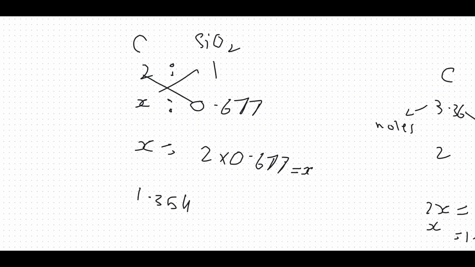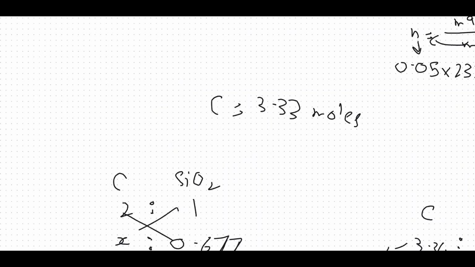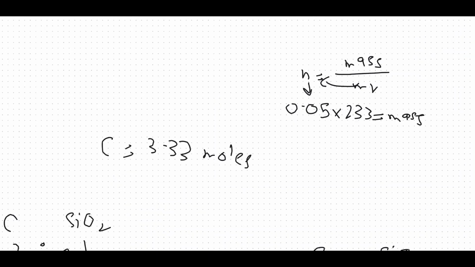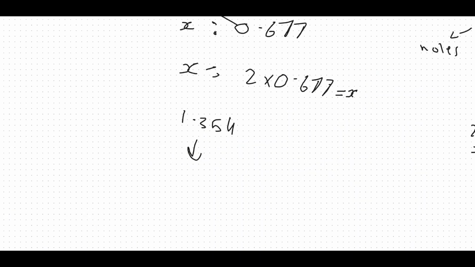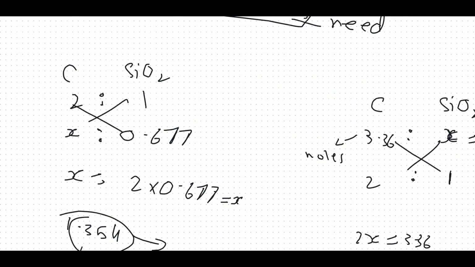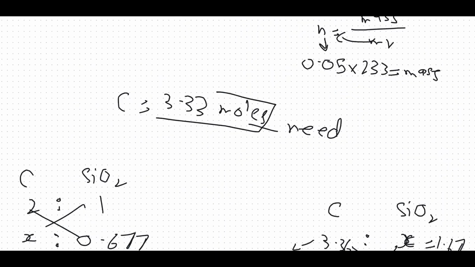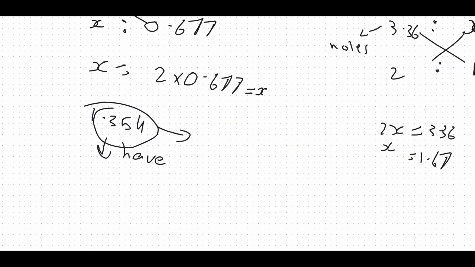For the carbon to react, I need 3.33 moles. So this is the moles that I need, right? How many moles do I have? I have 1.354. This is the moles that I have. Obviously 1.354 is less than 3.33, so this is known as my limiting reactant.